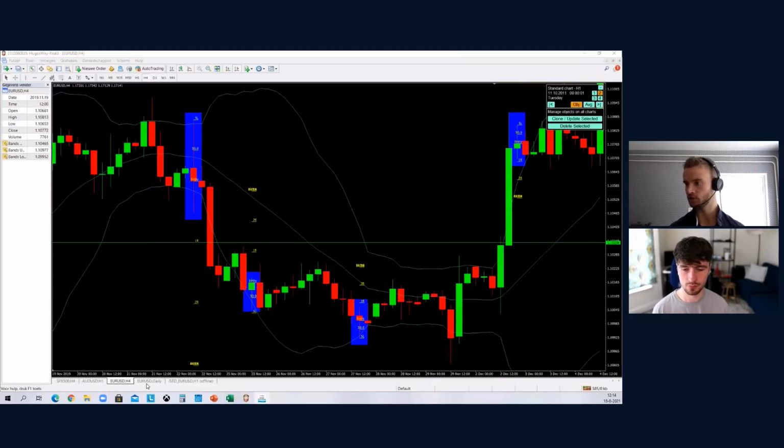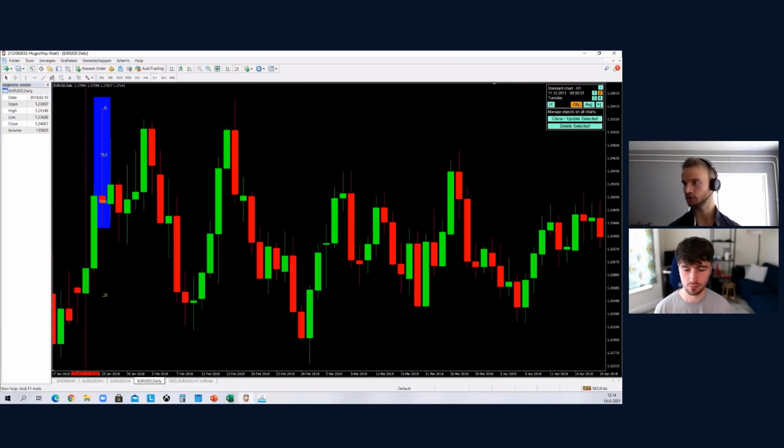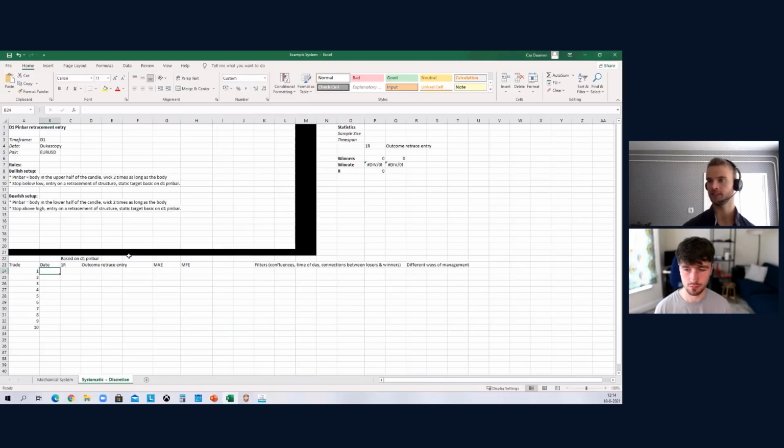So let's go to the charts first. Yeah, so this setup is going to be a daily pin bar retracement entry. Again, written down a time frame, data and pair. Bullish setup, a pin bar. Let's first define the pin bar. The body is in the upper half and the wick is 2 times as long as the body. Basically the same rules as with the first strategy, so that keeps it simple. Next point, stop below the low of the pin bar, entry on a retracement of structure, static target based on the D1 pin bar.